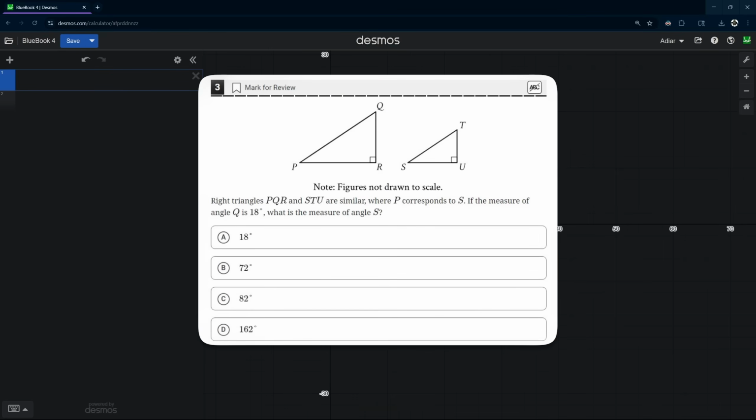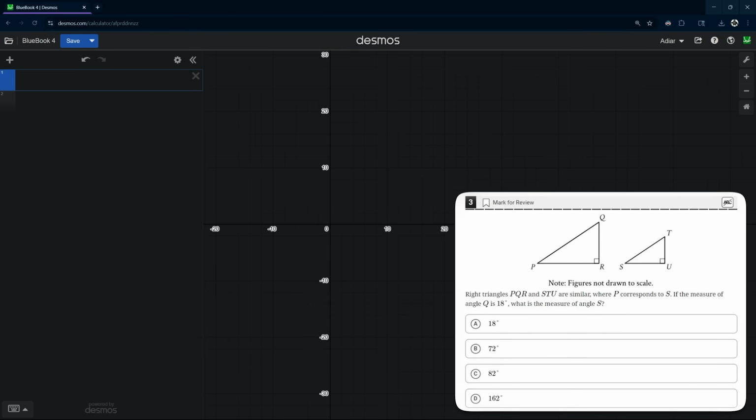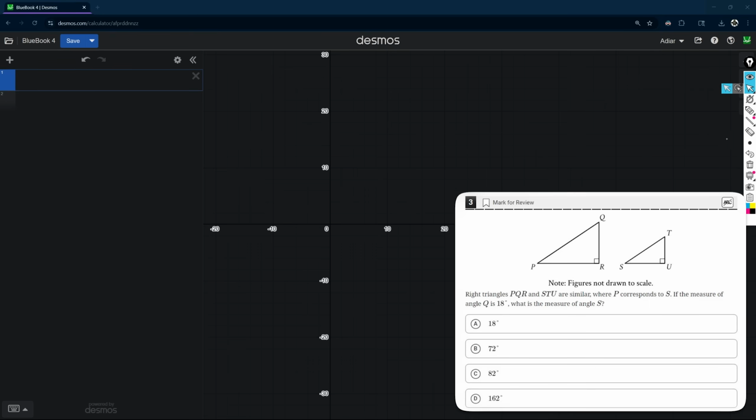All right, question number 3 says, right triangles PQR and STU are similar, where P corresponds to S. If the measure of angle Q is 18, what is the measure of angle S? So this, again, is not a Desmos question at all, but like I said, I will go through all the questions. So we will do this one as well.